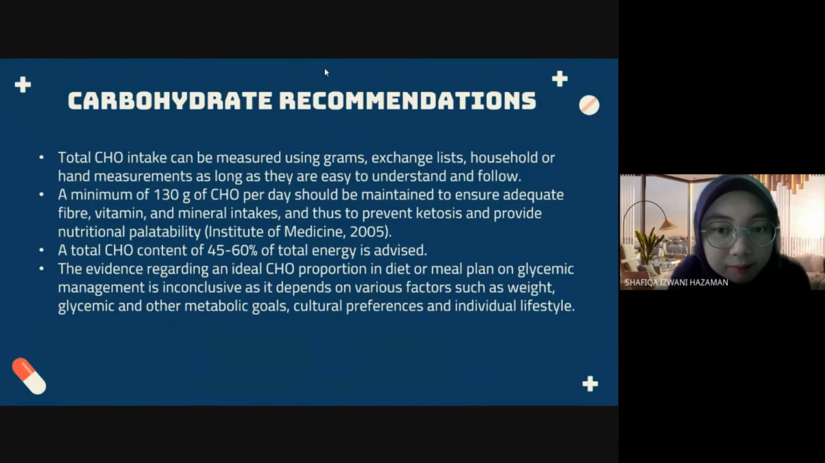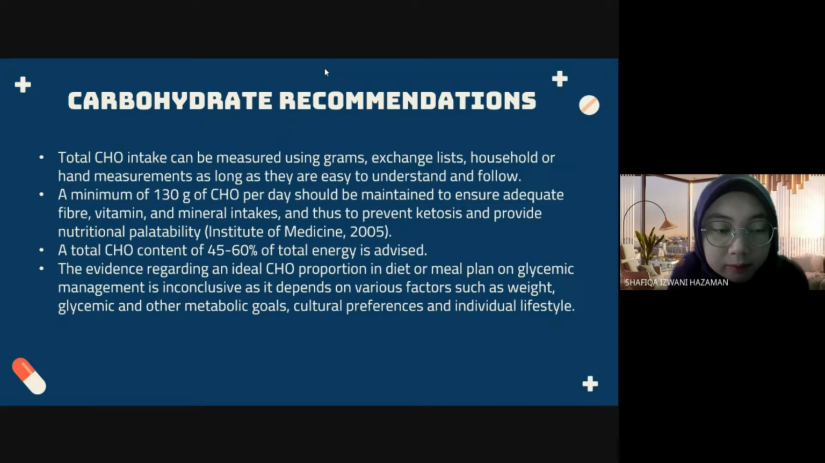Next, these are the carbohydrate recommendations for the diabetic patient. The total carbohydrate intake can be measured using grams, exchange lists, household or hand measurements, as long as they are easy to understand and follow. A minimum of 130 grams of carbohydrate per day should be maintained to ensure adequate fiber, vitamin, and minerals intakes, and thus to prevent ketosis and provide nutritional palatability. A total carbohydrate content of 45 to 60% of total energy is advised.